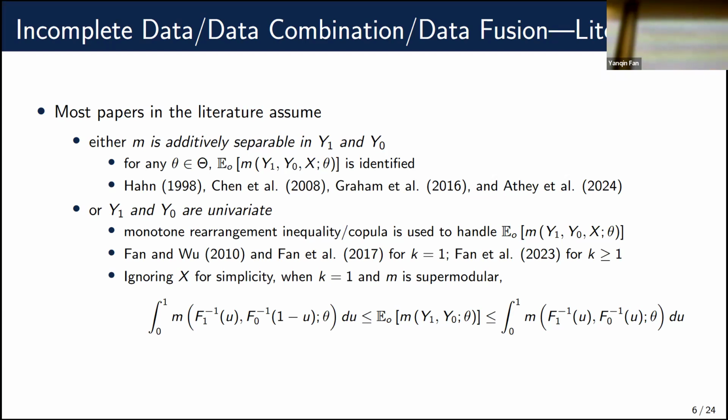So to sum up, existing work in the literature makes assumptions either on M, the specific structure, or on the dimension of y1, y0. So there are, of course, situations for which these assumptions are violated. Then our purpose is to provide a general methodology for studying the identification of theta star in this general model. And of course, the identified set and the results must be implementable.